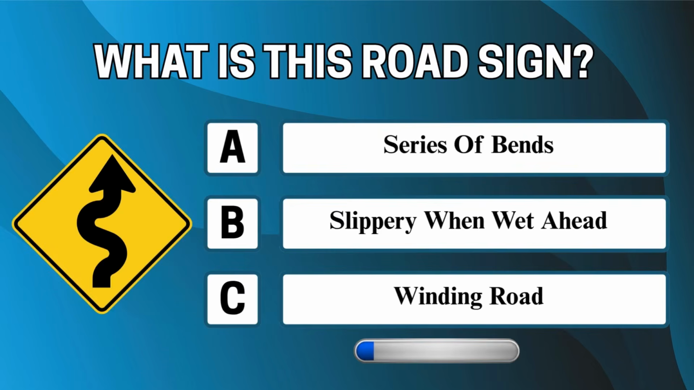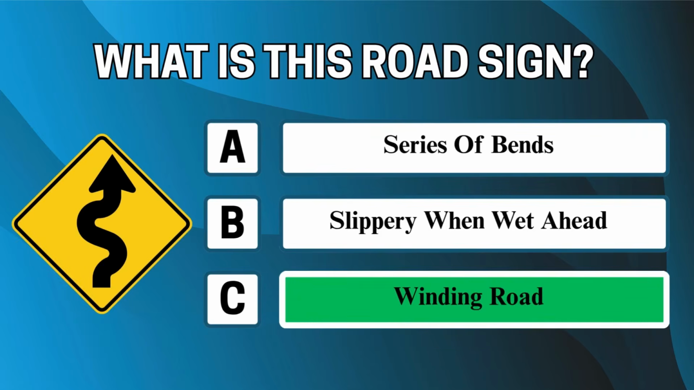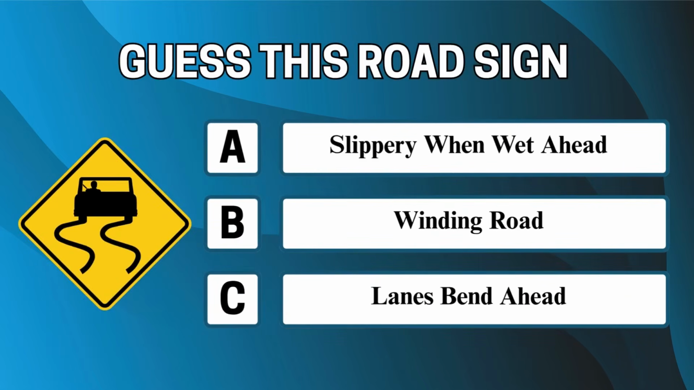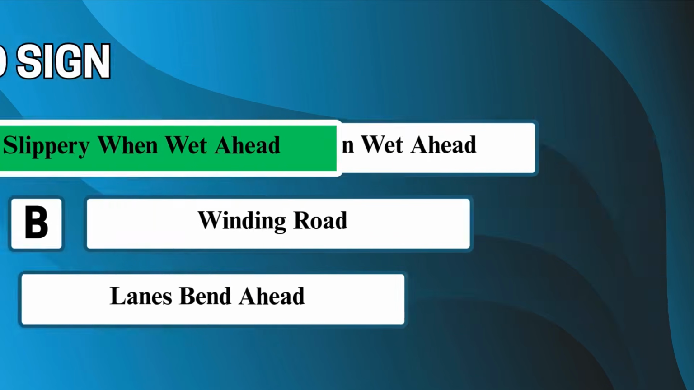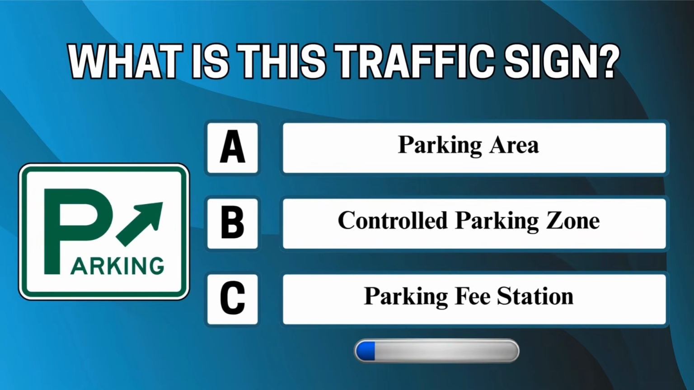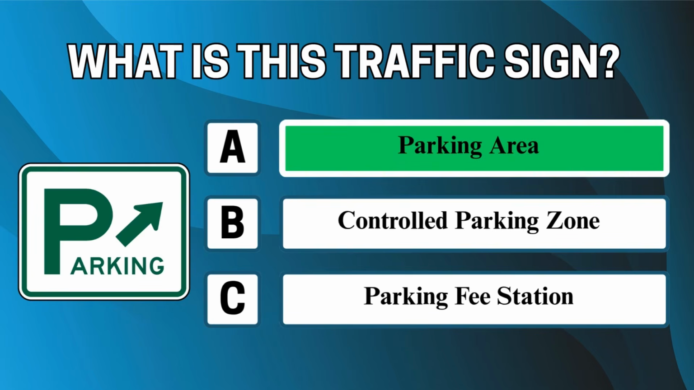What is this road sign? Correct, that is the winding road sign. Guess this road sign. Exactly, it is the slippery when wet ahead sign. What is this traffic sign? Yes, it is. It is the parking area sign.